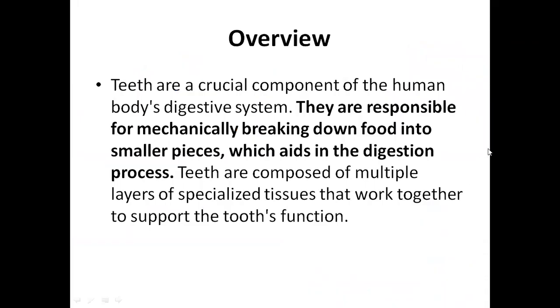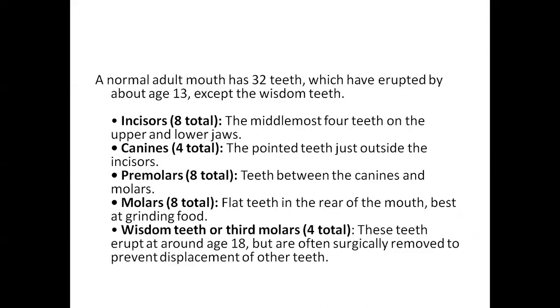The teeth are crucial components of the human body's digestive system. They are responsible for mechanically breaking down food into smaller pieces, which aids in the digestion process. Teeth are composed of multiple layers of specialized tissues that work together to support the tooth function. In the normal adult mouth, we have our 32 teeth, which have erupted by the age of 13, except the wisdom teeth.